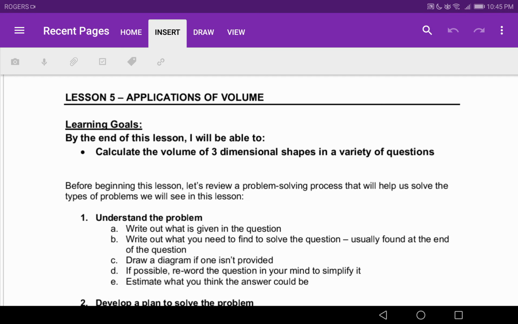Welcome everyone to Lesson 5, Applications of Volume. So far in the previous lessons, we've learned about perimeter and area. We worked with a formula called the Pythagorean theorem, which dealt with right angle triangles and solving for unknown side lengths of those right angle triangles. And last lesson we did volume. So we are on to some applications of volume.